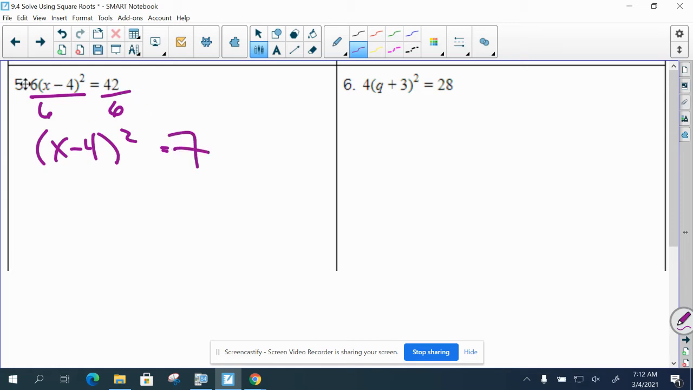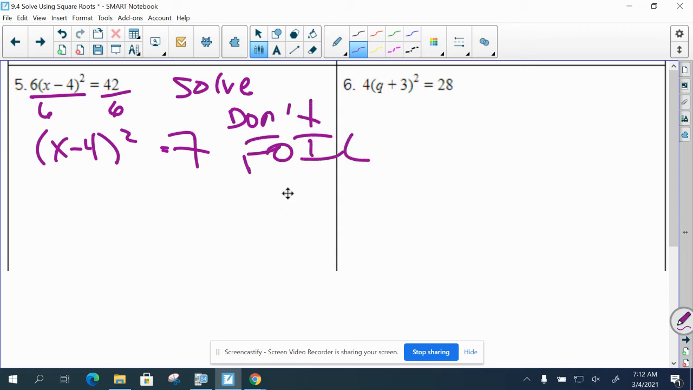Now, if we were being asked to simplify this, then we would take x minus 4 and rewrite it as x minus 4 times x minus 4 to FOIL, and then distribute the 6. That's not what we're asked to do, though. We're asked to solve. So if you're asked to solve and you have something like this, then don't FOIL. There's a different method that we're going to learn in this lesson.